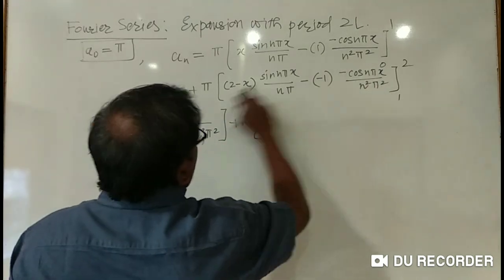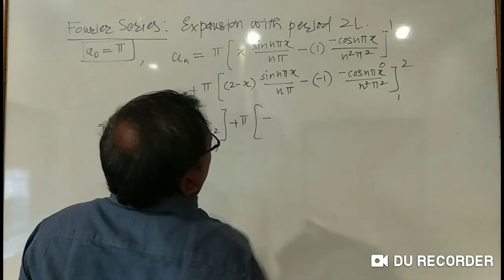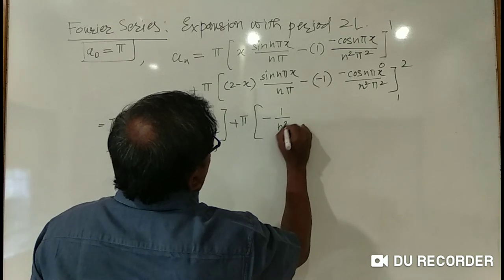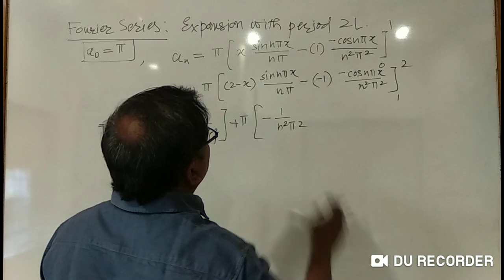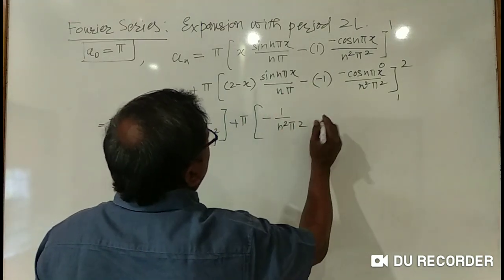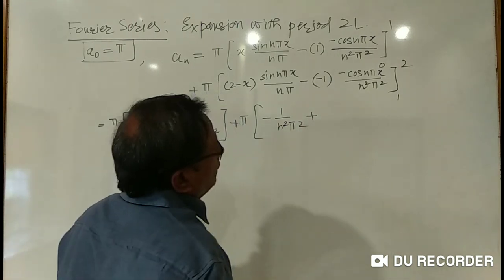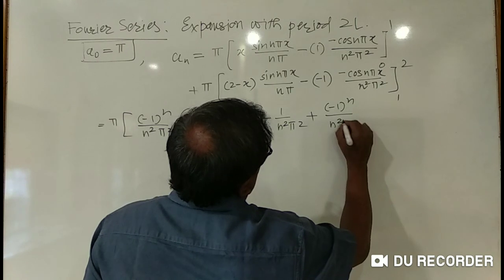Here when you put the upper limit, 2 minus 2 is 0, minus minus minus, minus of cos 2n pi is 1. Again when you put the lower limit, sin n pi is 0, so this term becomes 0, minus minus minus, again minus is plus, cos of n pi is minus 1 raised to n upon n square pi square.